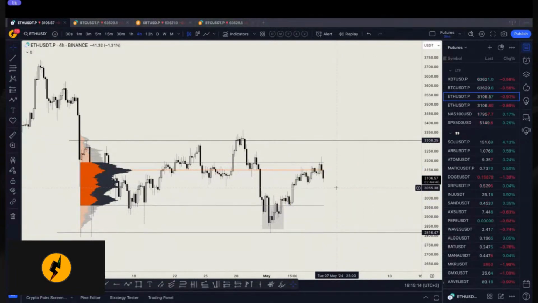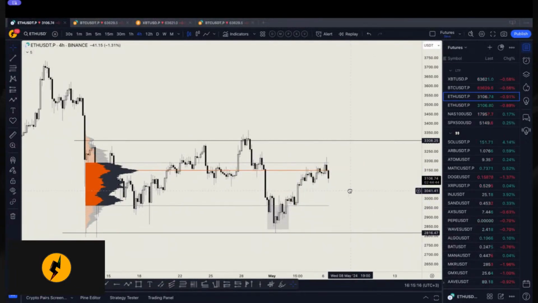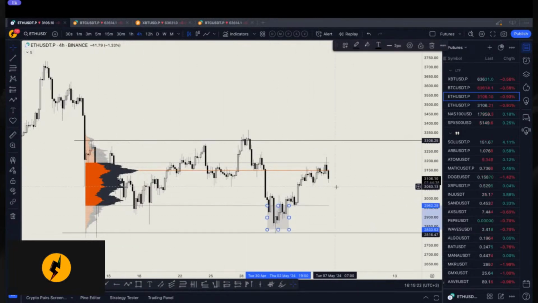But yeah, this is just another example of how I see the market. So I always look for a range, and I look for deviations out of the range, because to be honest, we always do that in real life as well.